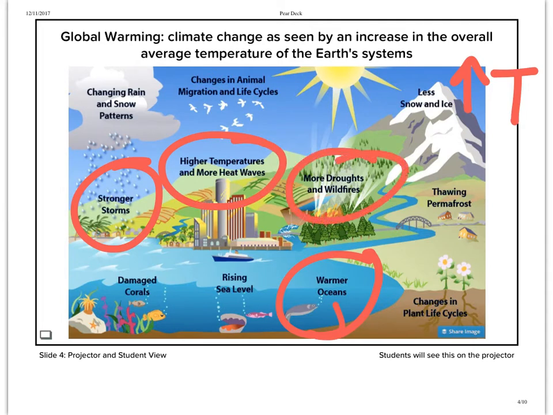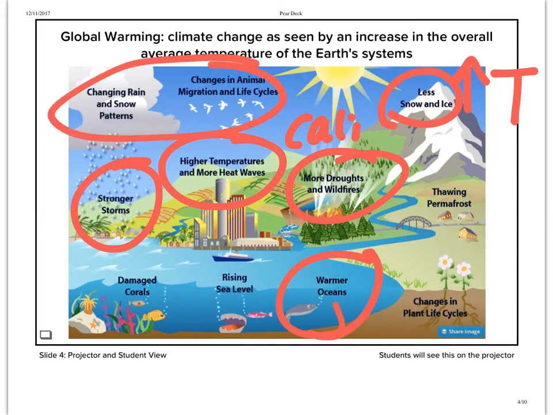More droughts and wildfires, like what we're seeing in California today. We're seeing less snow and ice, and we're seeing change in weather and animal patterns. So these are all effects of global warming.